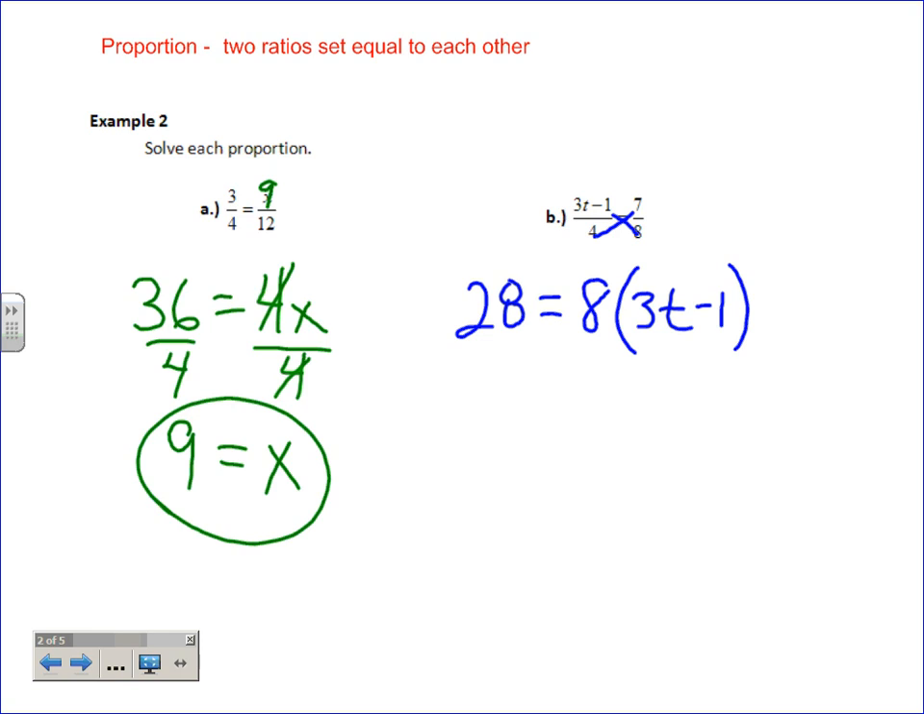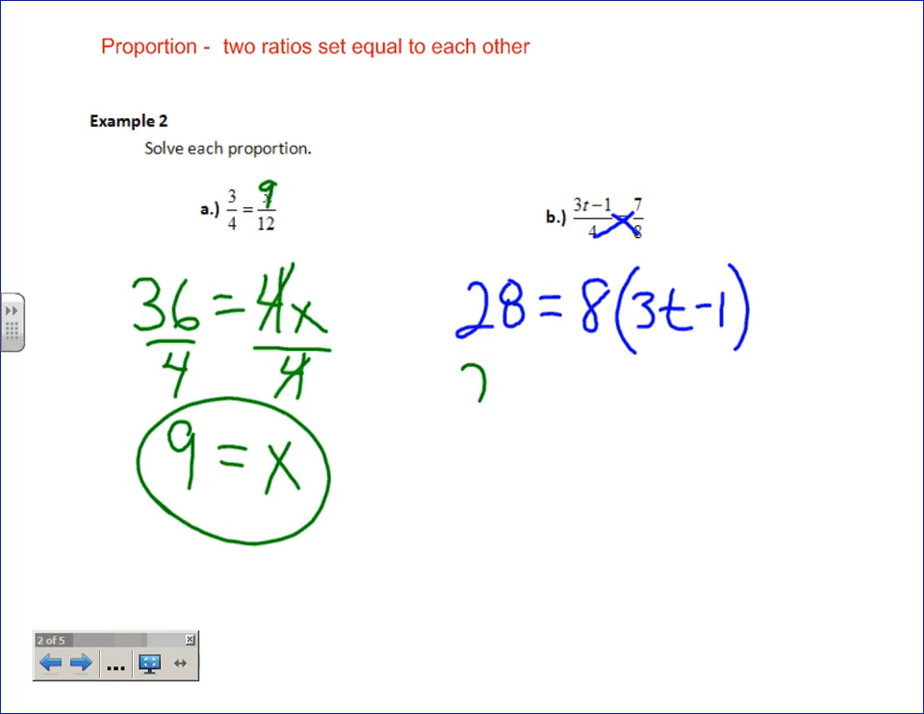Which in other words means I have to do what with the 8? Well, you could divide by it or distribute. Does dividing by 8 look like a good option for this problem with 28 over there? Probably not the best, right? It's not going to work out as well as we would hope. So I would say distribute the 8 then.